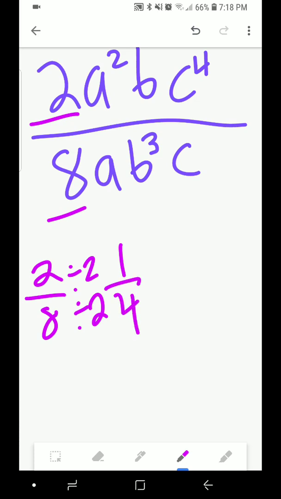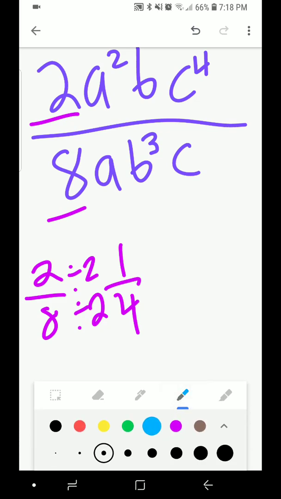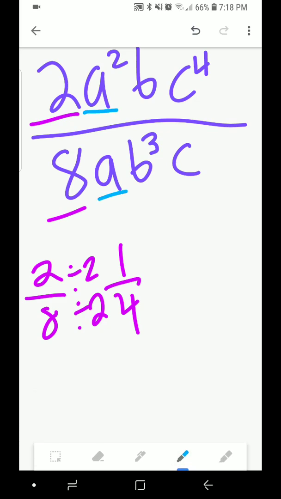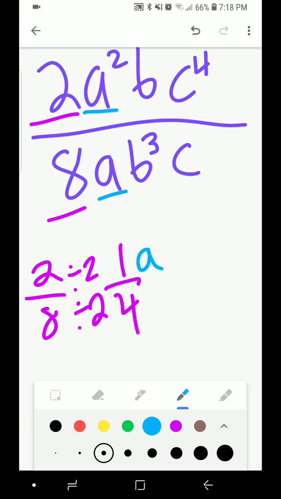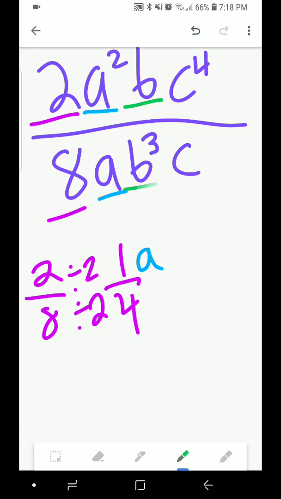I'm going to do the same steps looking at the variables. So we have a squared over a. So we're going to be left with 1a on the top. Then we're going to look at b's, and we have b over b to the 3rd. So I like to think about where there's more b's and write the leftover b's where they go. So we have b to the 1st, b to the 3rd. We know there's going to be 2 b's left over, but they're going to be on the bottom.